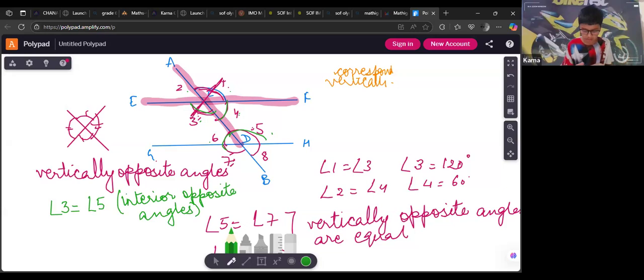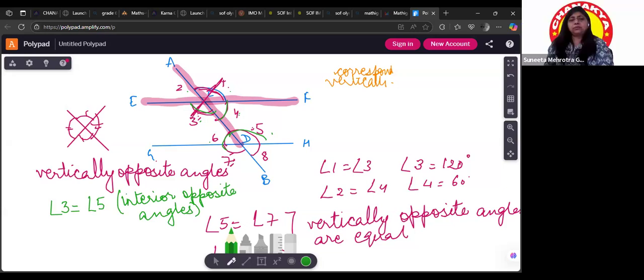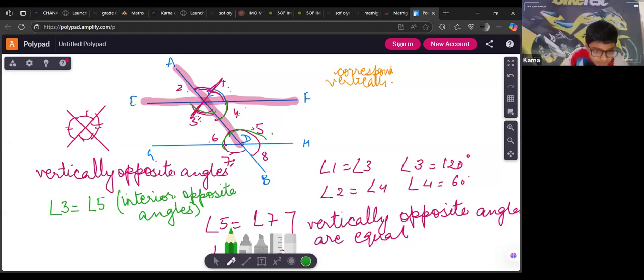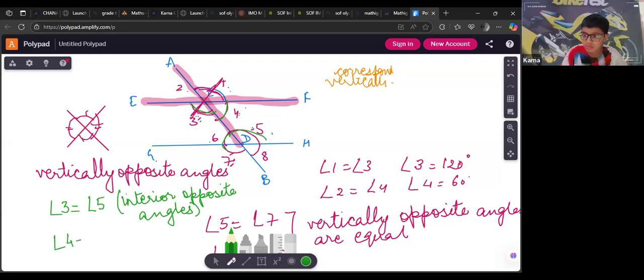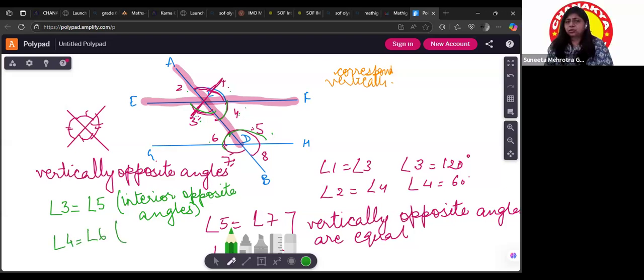Yes, ma'am. Okay. Now, give me another one. If 3 is there, what is the alternate of 4? Ma'am, 6. That is also the same, alternate interior angles. Okay, these two angles are also equal.